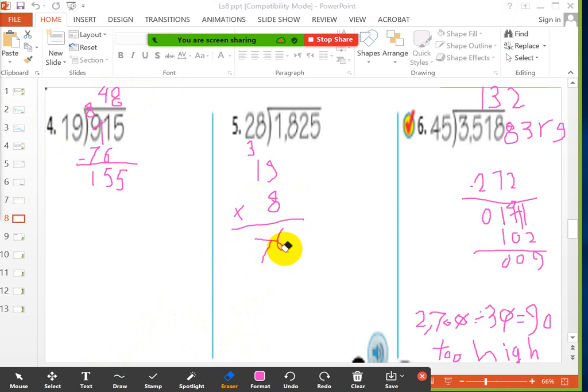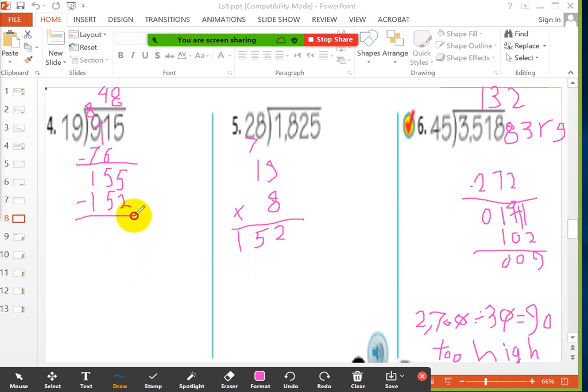8 multiply 19. 8 multiply 9 equals what? 8 multiply 9 equals 72. Thank you. So I will put 2 here and 7 above the tens. Now 8 multiply 1 equals 8 plus 7. 8 plus 7 equals 15. So I think addition is very easy for you. So the answer will be 152.